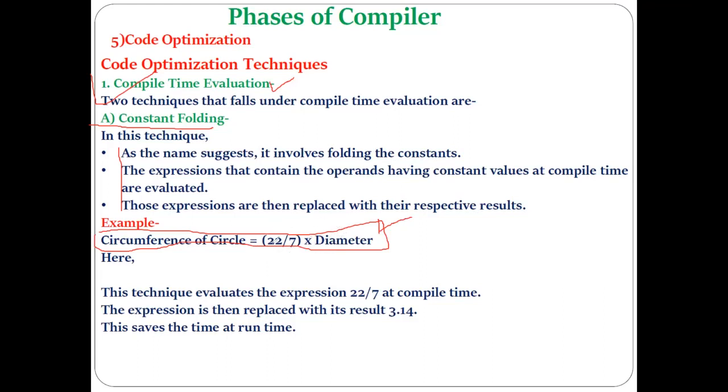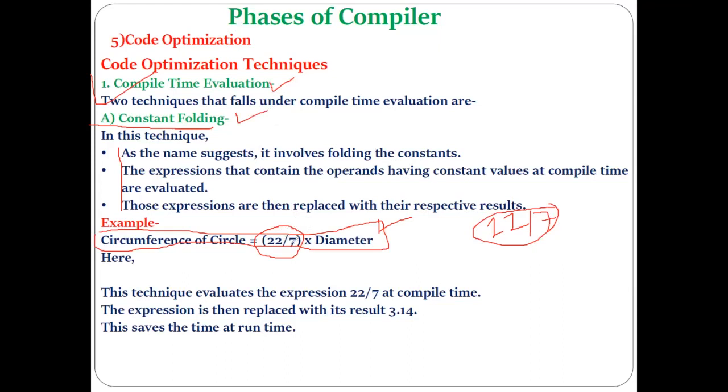But during the compile time only, is it possible to do the evaluation? Yes, you can do the evaluation of this particular code, like 22 by 7. There is no need to do the processing of this 22 by 7 at the runtime. It is possible to do the computation of this during the compile time only. Understood? So that is called constant folding.